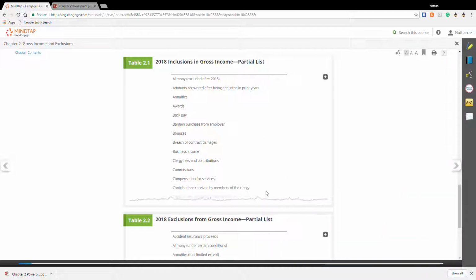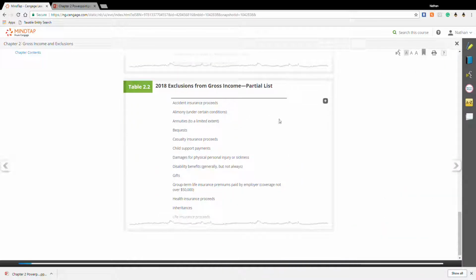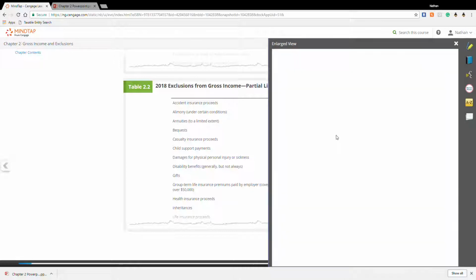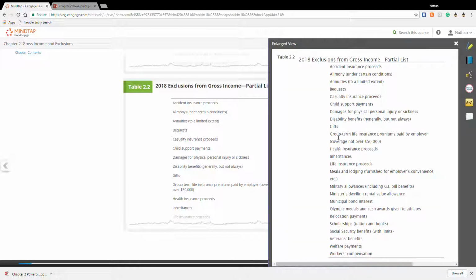Likewise, there are exclusions. A few of these we are going to actually get into, but as you can see, the list is a lot shorter than the gross income that is included. Some of these include accident insurance proceeds, alimony under certain conditions, which of course alimony is going away, I think for 2018.